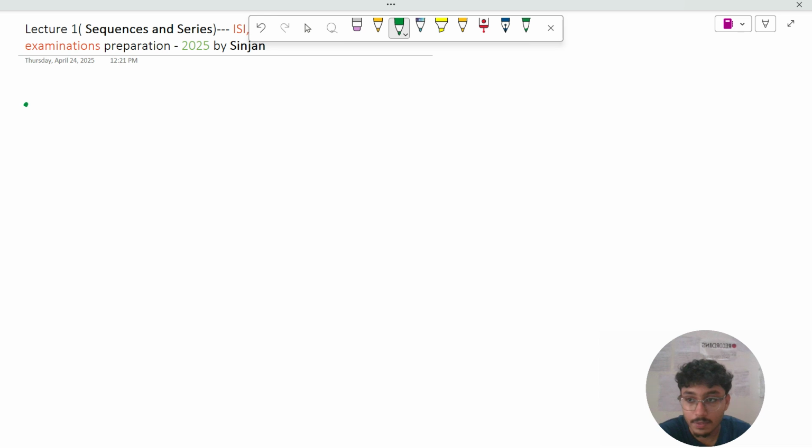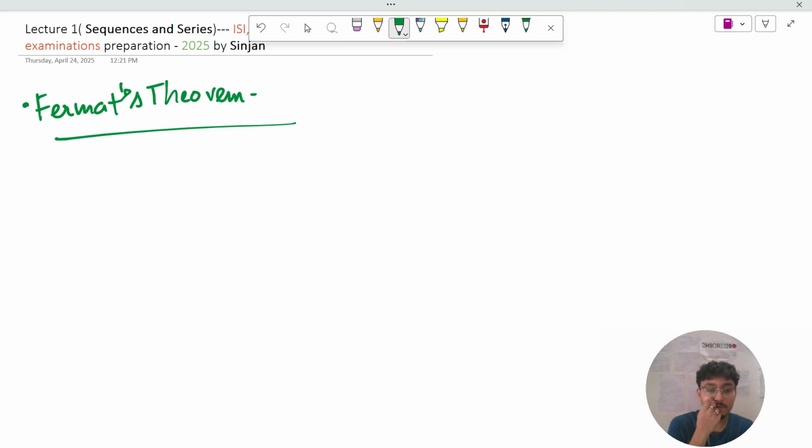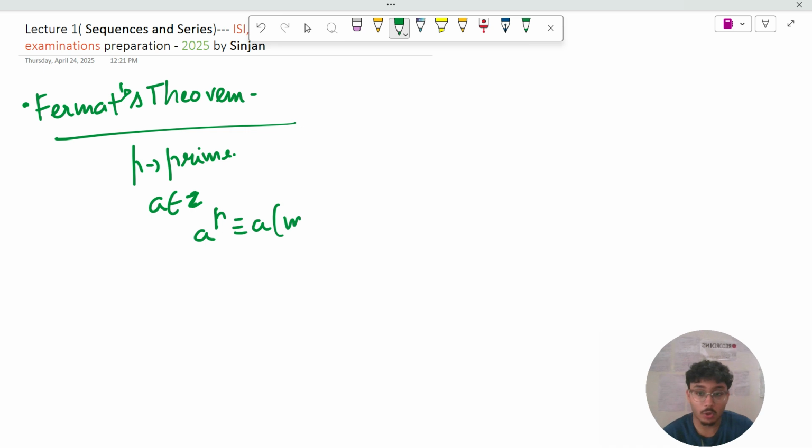So our first topic, still in last class, would be Fermat's theorem. There are some leftovers of number theory. What does Fermat's theorem say? Fermat's theorem says that if p is a prime and a is any integer, then a to the power p is congruent to a mod p.